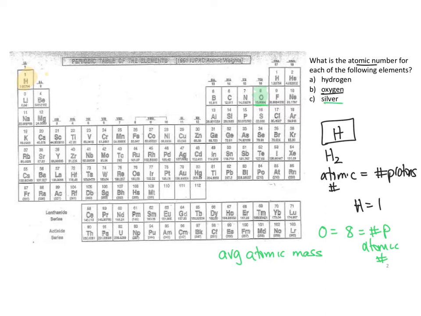Silver, you need to start learning probably elements through 36. And so silver is Ag. And so Ag is right here. And that's silver, and that's number 47. So 47 protons.